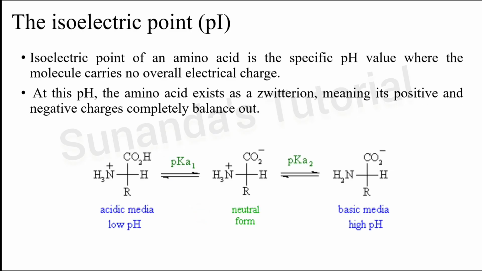Next, what is the isoelectric point? The isoelectric point of an amino acid is the specific pH value where the molecule carries no overall electric charge. At this pH, the amino acid exists as a zwitterion, meaning its positive and negative charges completely balance out. That is the isoelectric point, where the amino acid molecule carries no overall electric charge.